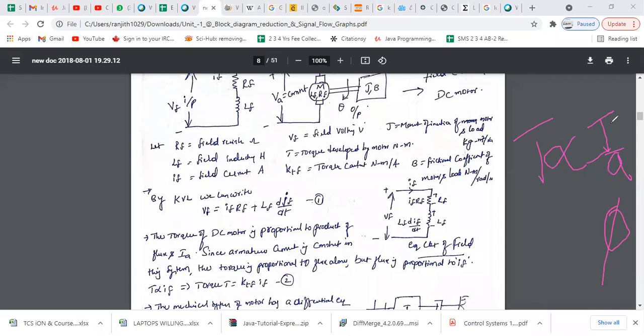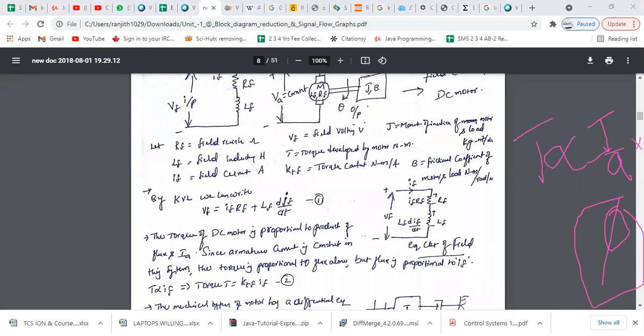Torque is proportional to the product of armature current and flux. This is what I discussed in the previous topic, where I neglected the flux in the armature control DC motor. Why did I neglect the flux in the armature control DC motor? Because the field circuit is considered constant.